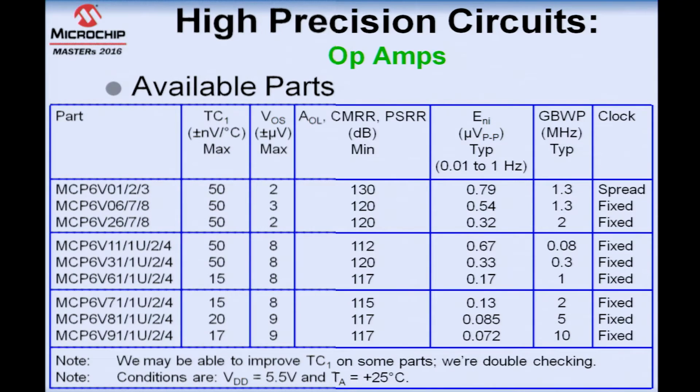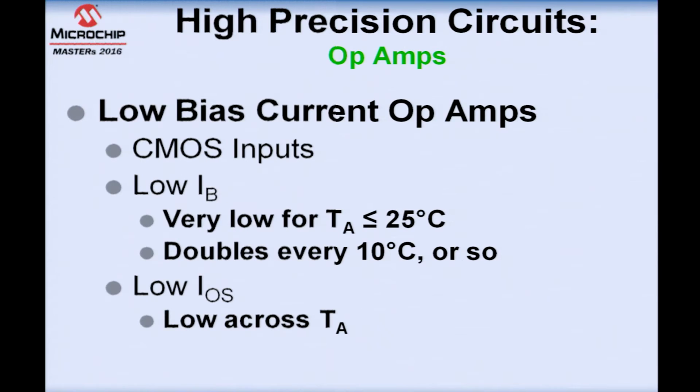Here's a list of zero drift op amps available today from Microchip. Probably not much to really focus on here, other than to say the performance is really good. The gain bandwidth product covers a wide range, all the way from 80 kilohertz to 10 megahertz. And it's because we were doing these parts that we've learned as much as we have about them.